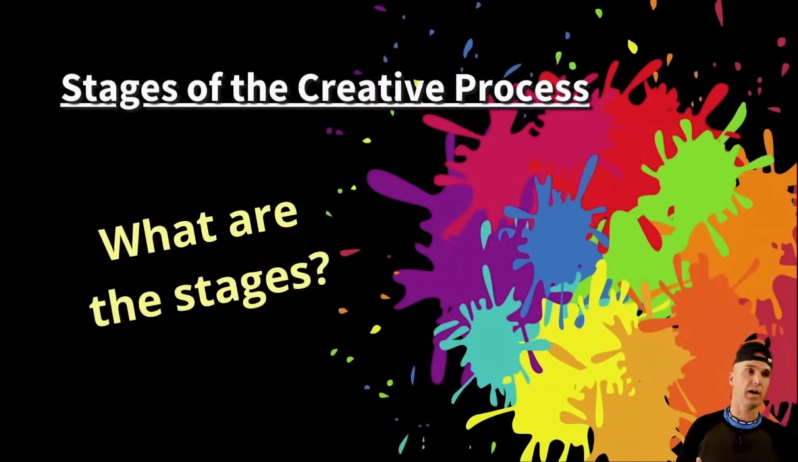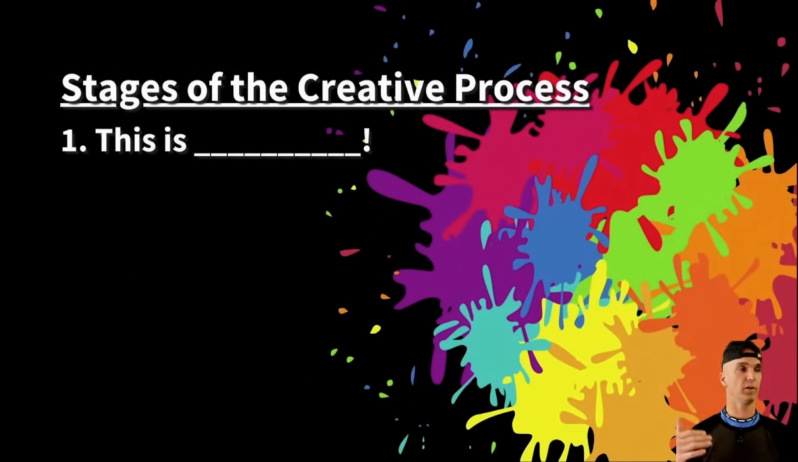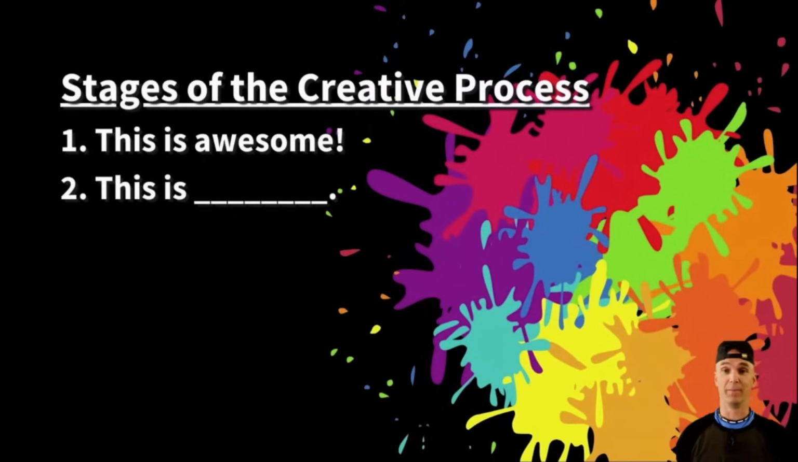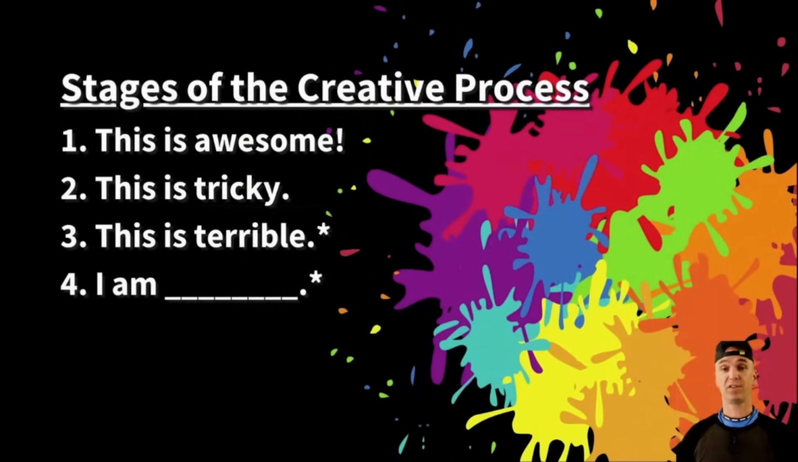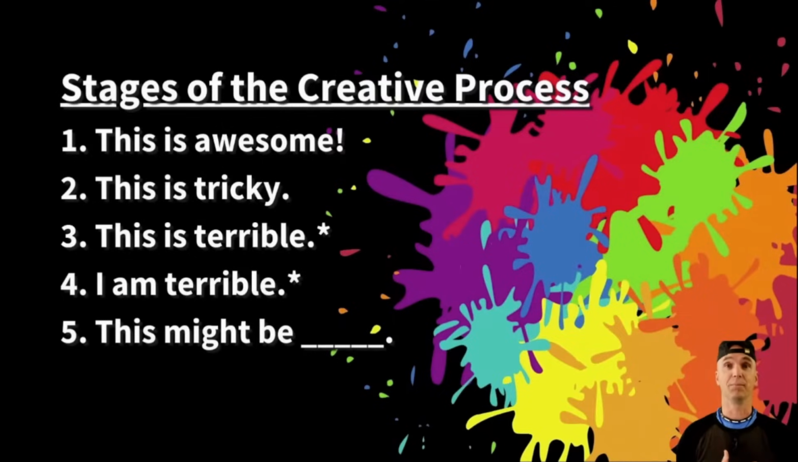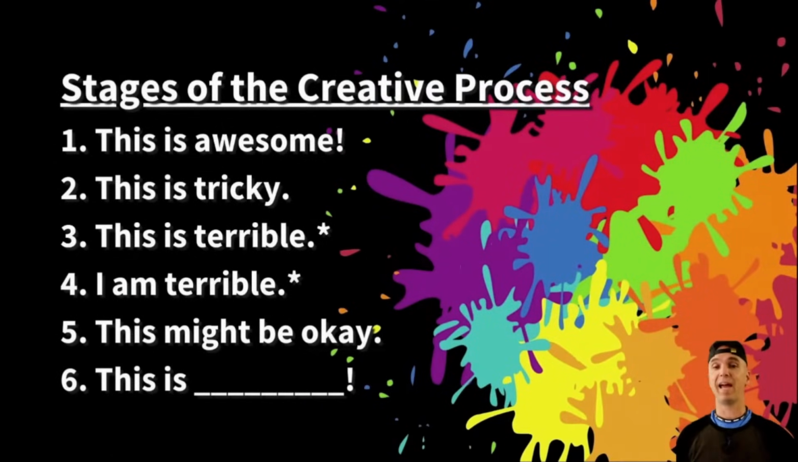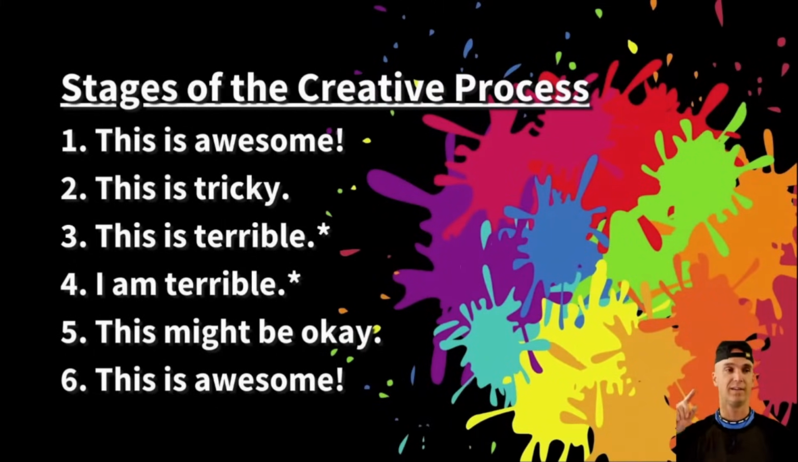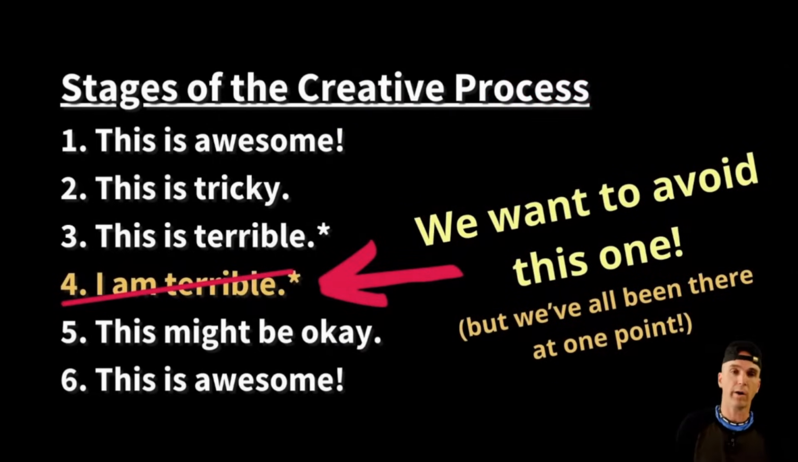You'll hear me say this all the time, but there are 6 stages of the creative process. The first one is, this is awesome. The second stage is, this is tricky. The third stage is, this is terrible. The fourth, I am terrible. We internalize it sometimes. The fifth is, this might be okay. And the sixth stage, if we keep moving forward, comes back to, this is awesome. So the thing is, we want to avoid stage 4 because that's when we internalize it. Like, our painting isn't going good, so therefore I'm not a good person. That's just not true. And I want to say again, I am so dang proud of you.